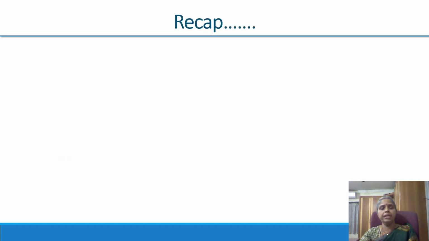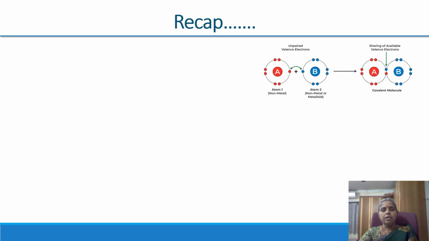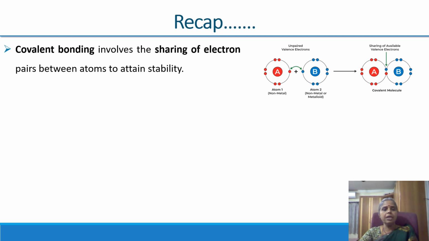Let us quickly recapitulate what we have learnt so far. In this unit on the covalent bond, we have learnt about covalent bonding. Basically, covalent bonding involves the sharing of one or more electron pairs between the bonded atoms, and the purpose of covalent bonding is to attain stability.